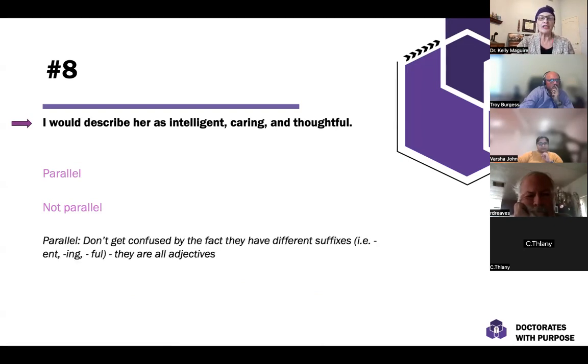I can see in the chat, you're saying it's parallel. And just because they have different suffixes, we've got an -ent, an -ing, and an -ful, they're actually all adjectives. And so you could take each one by itself. I would describe her as intelligent, period. I would describe her as caring, period. I would describe her as thoughtful, period. So they all do actually make sense in this one.